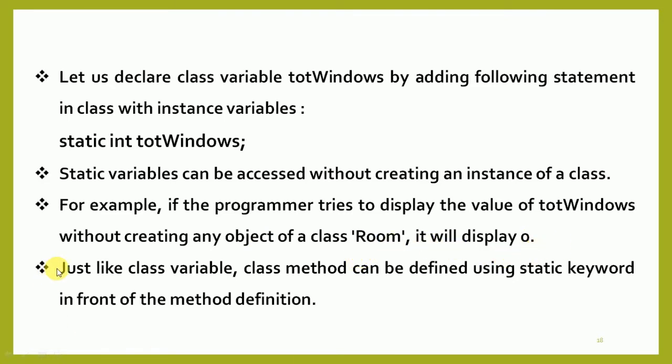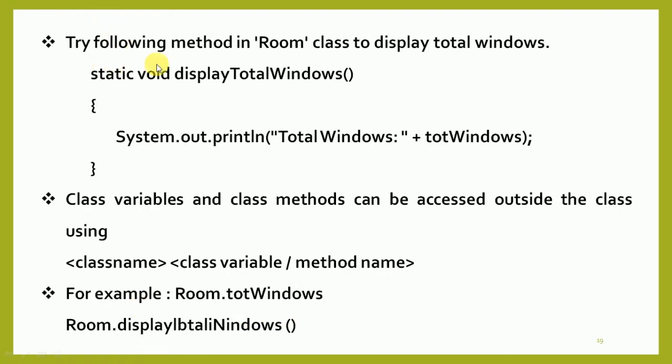Just like class variables, a class method can be defined by using the static keyword in front of the method definition. So try the following method in the Room class to display the total windows. Static void displayTotalWindows, start the curly bracket and write System.out.println(total windows). It will display the output directly as text when you write, within double inverted commas, text plus total windows.